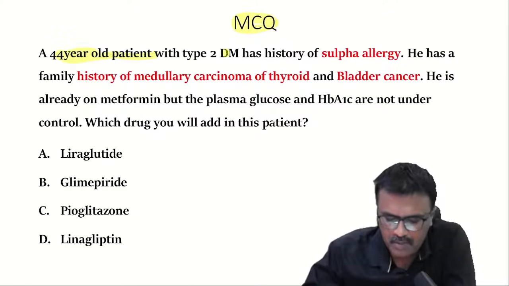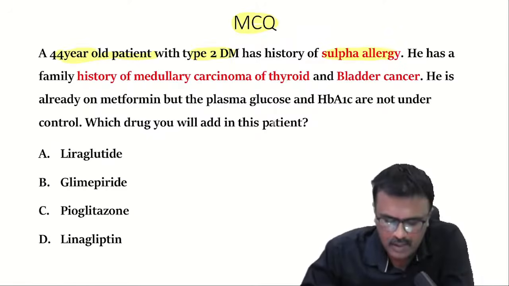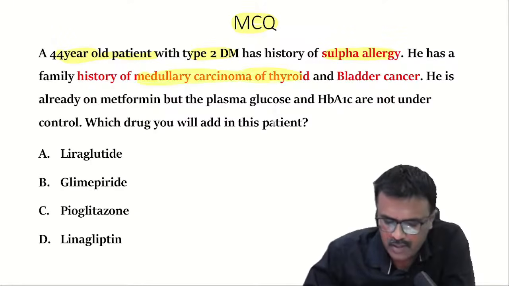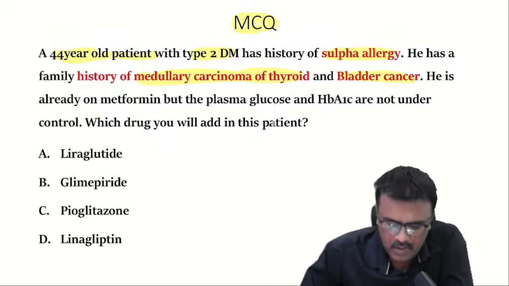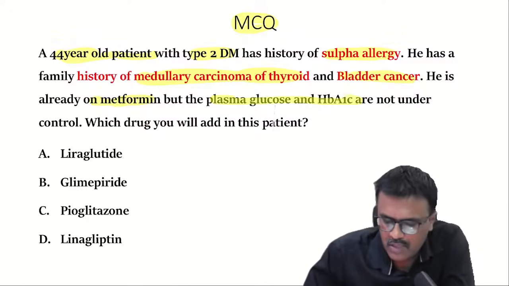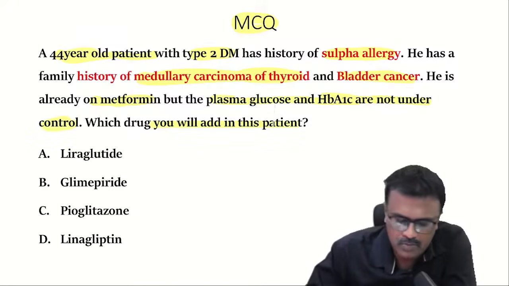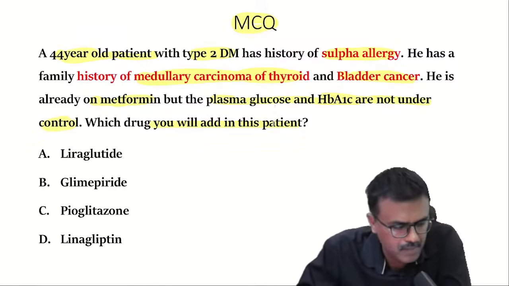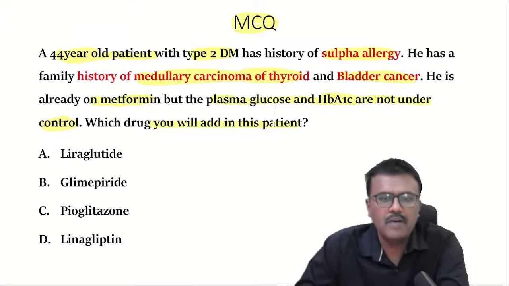A 44-year-old patient with type 2 diabetes, history of sulfa allergy. He has history of medullary carcinoma of thyroid and bladder cancer in the family. He is already on metformin, but plasma glucose and HbA1c are not under control. Which drug will you add to this patient? Tricky question, but we'll understand plenty of concepts here.